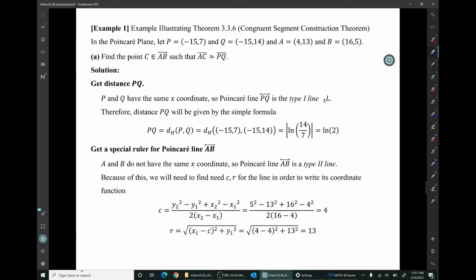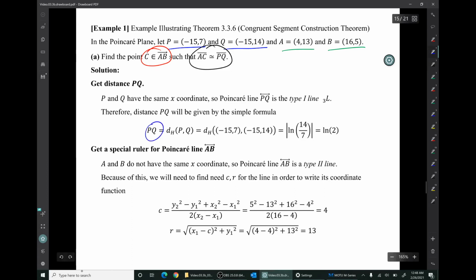In the Poincare plane, let P be this point and Q be this point, and let A be that point and B be this point. Question A says, find the point C on ray AB that makes a segment AC that's congruent to segment PQ. Well, here's how you do that. First of all, we have to find the length of segment PQ.